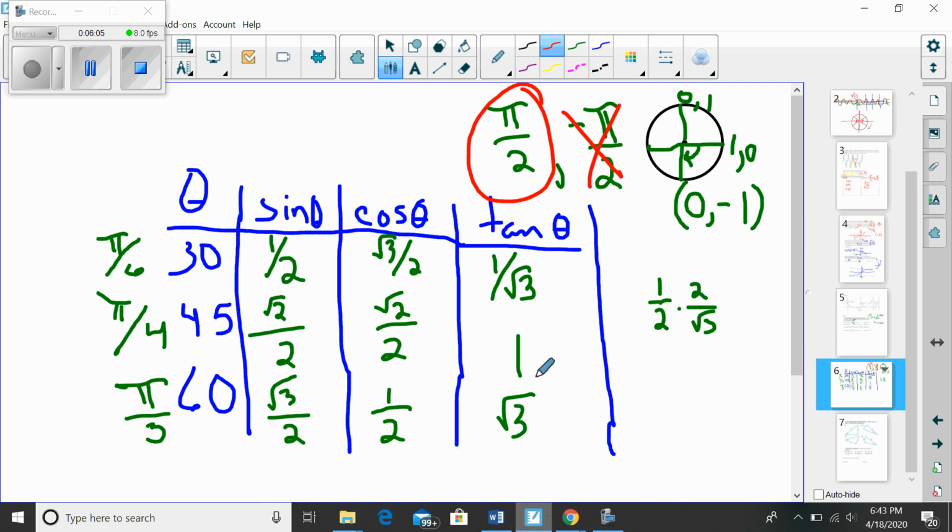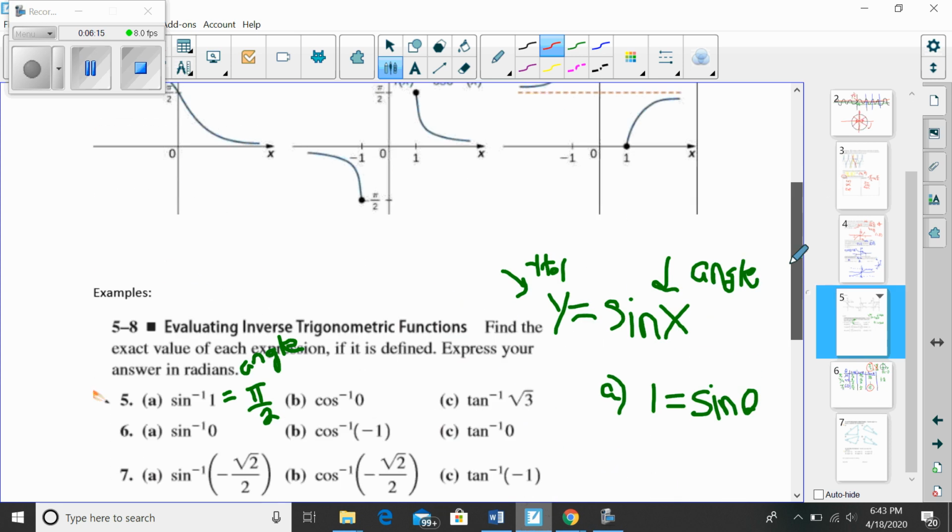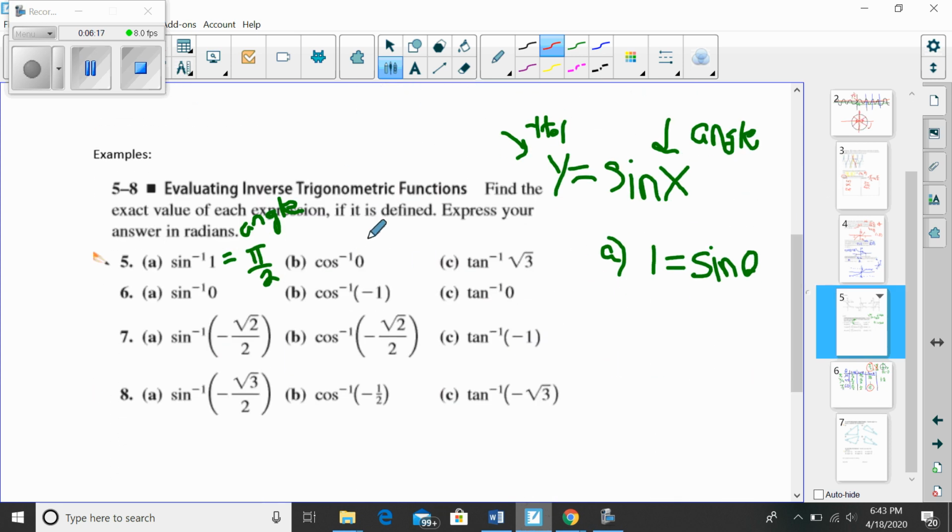And then here's where I see the radical 3 on my chart. Okay, so that happens at 60 degrees or pi over 3 radians. So I come back here and answer pi over 2 and then pi over 3. Okay, so please pause the video and try 6.